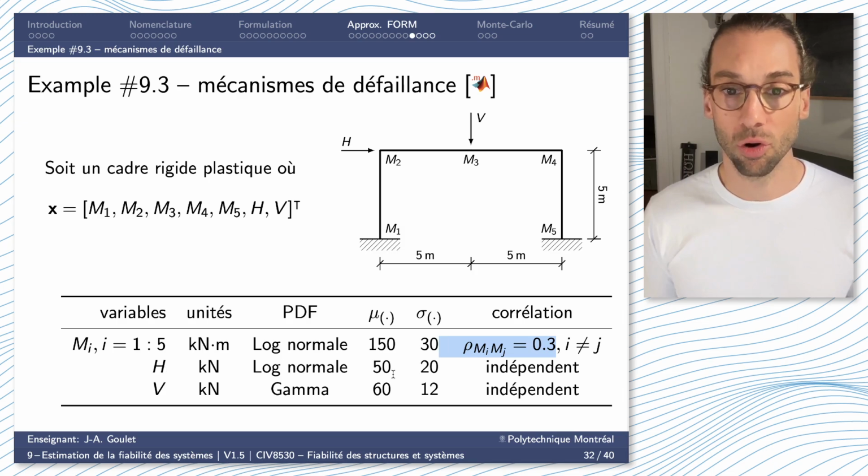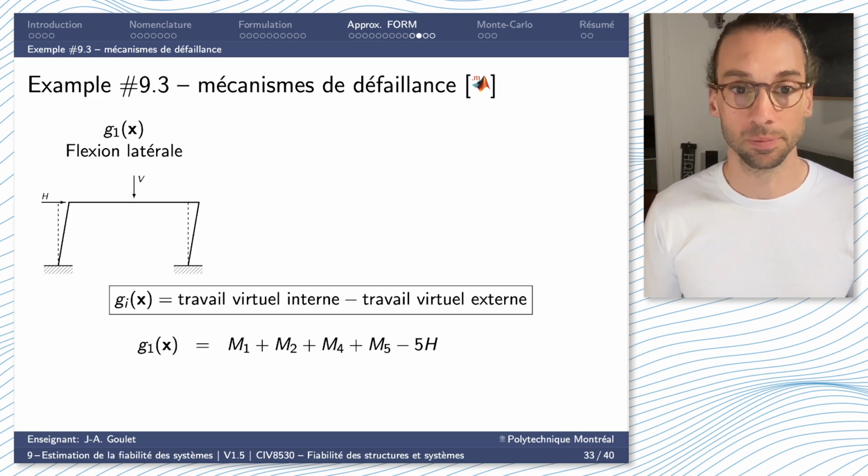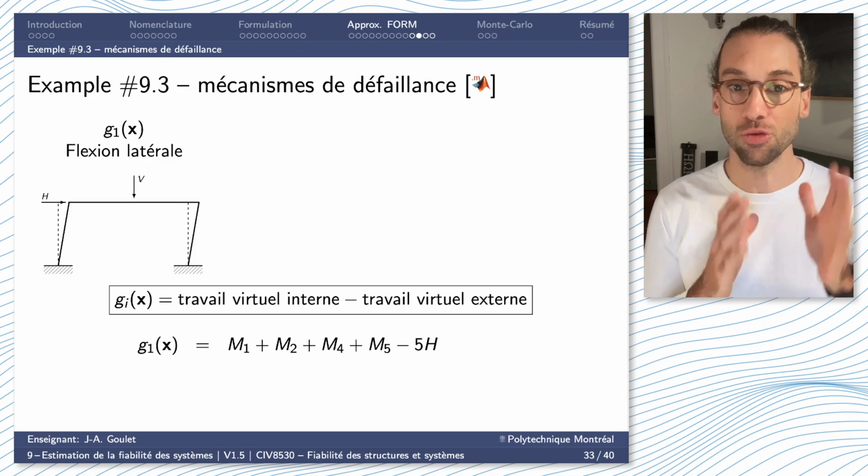The horizontal force, the mean is 50. It's a lognormal random variable. The vertical force is gamma. These two are independent of the other variables. So I'm going to define 3 failure mechanisms.